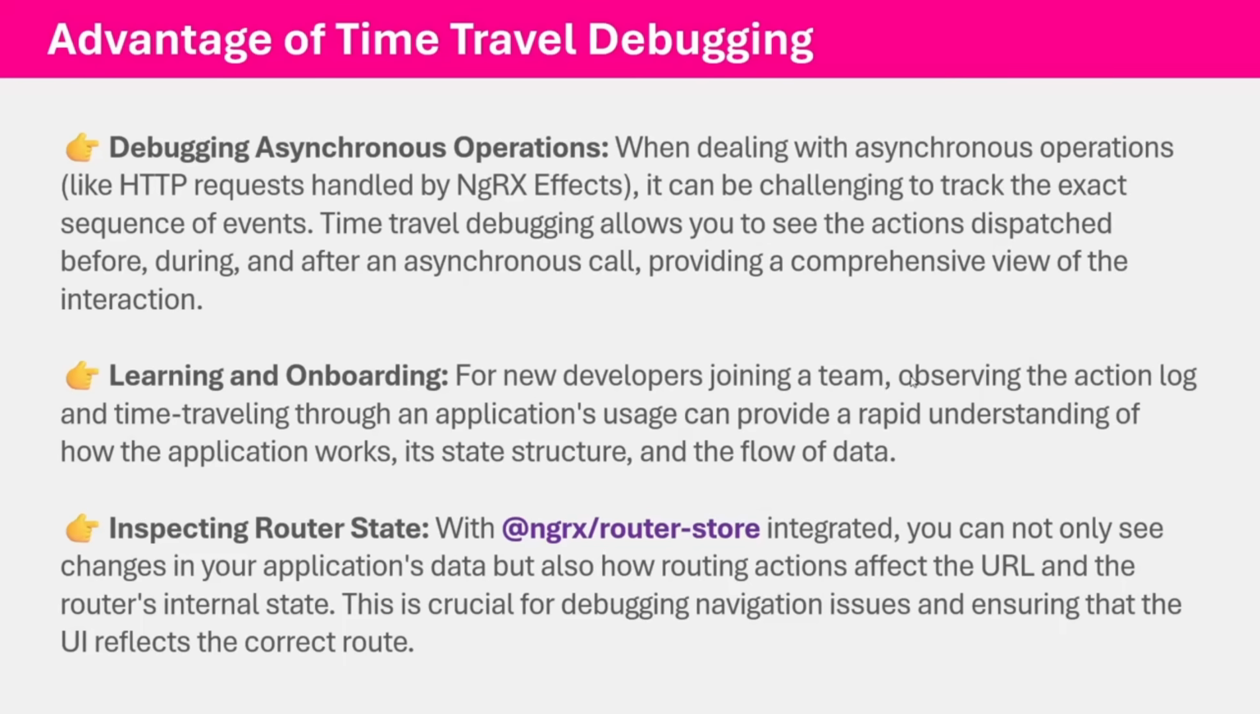And with NgRx Router Store integrated, you can not only see changes in your application's data, but also how routing actions affect the URL and the router's internal state. This is crucial for debugging navigation issues and ensuring that the UI reflects the correct route. So in short, time travel debugging can be very useful for you as a front-end developer when you want to understand or find an issue which has happened when an action was dispatched.